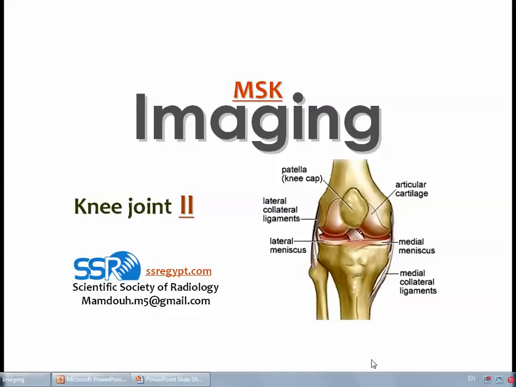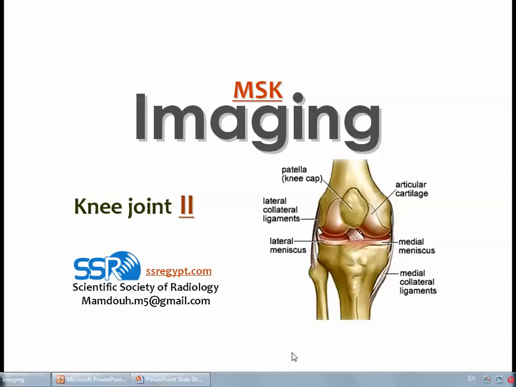Dear colleagues, this is the continuation of the sector of MR imaging of the knee joint, and we have finished two parts of this section. We discussed the normal anatomy and the examination techniques. Also, we finished the meniscal pathology, and in the second part we discussed the injuries of the ligaments.